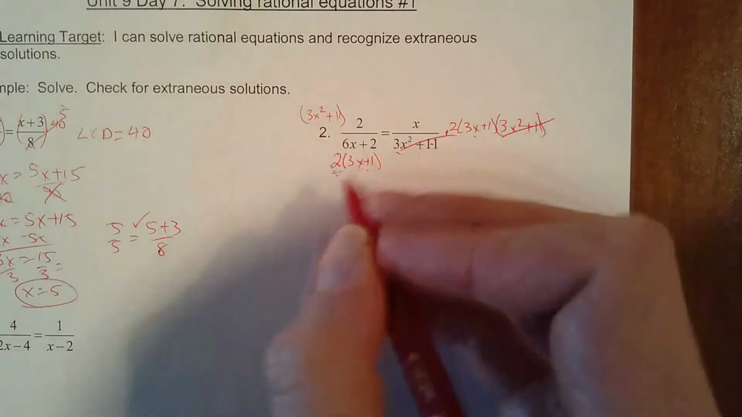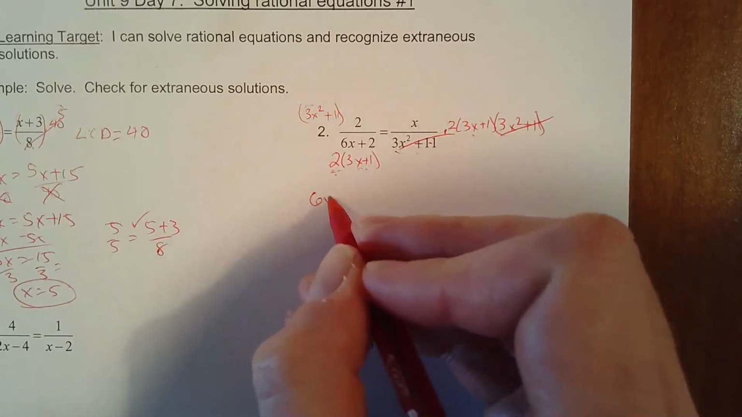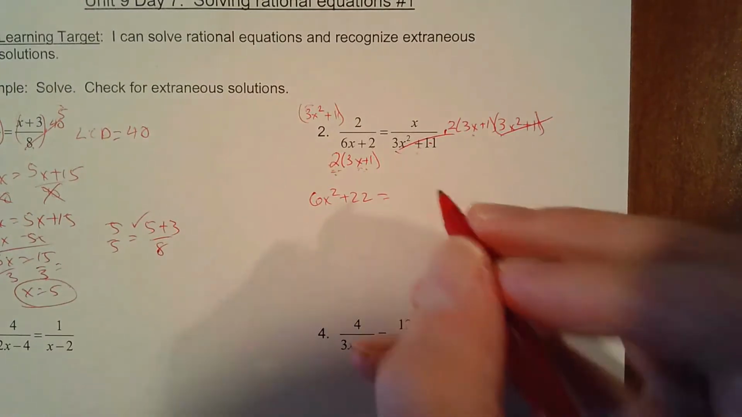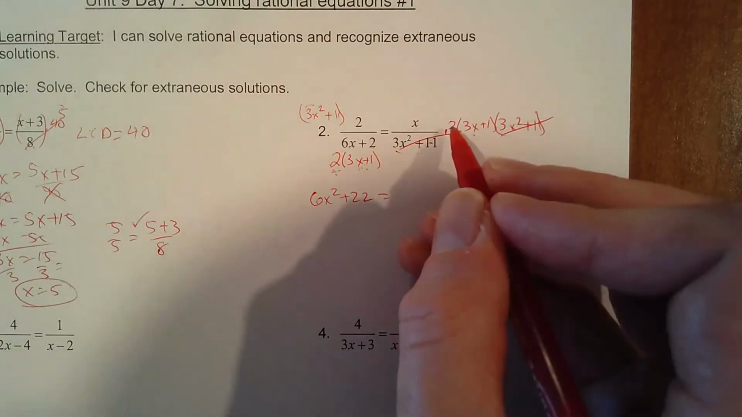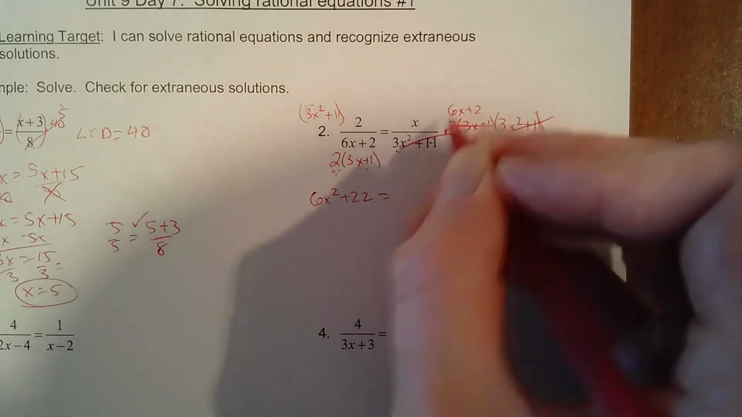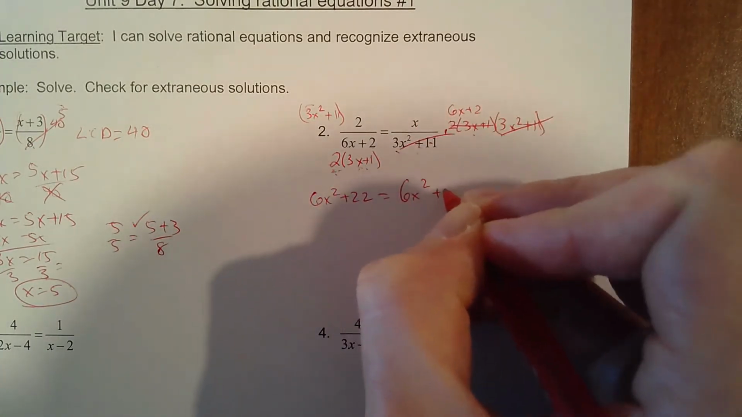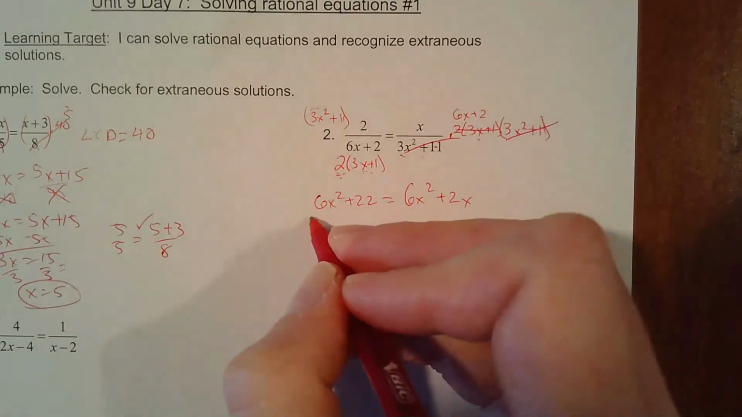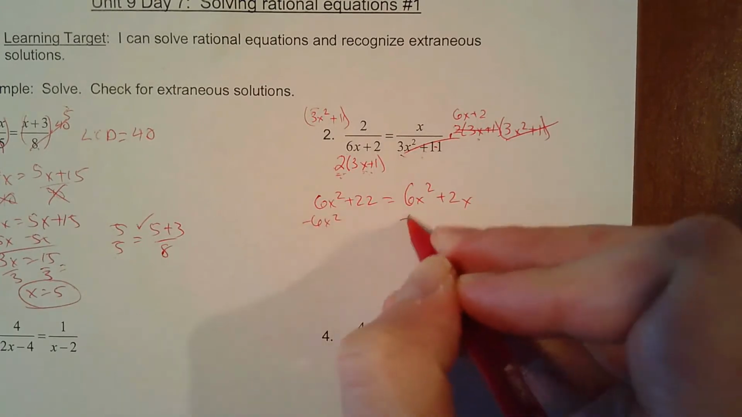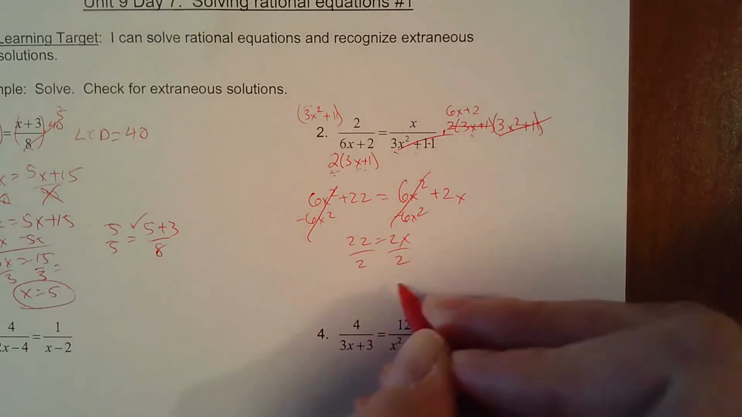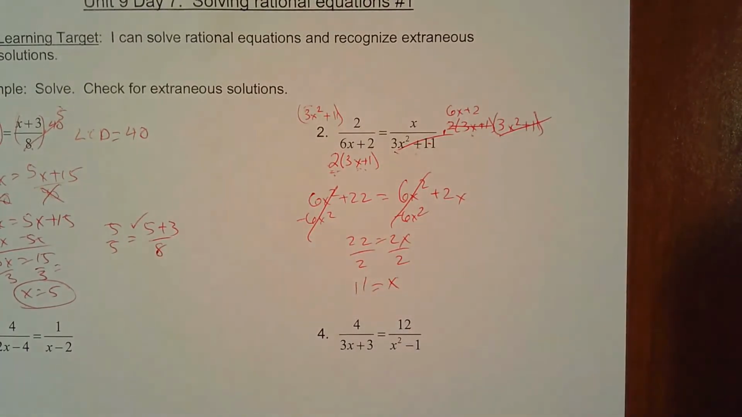So this would be 2 times 3x squared, which would be 6x squared plus 22. And that would equal 6x plus 2, and then distributing the x out, so it would be 6x squared plus 2x when I multiply that out. Now they both have a 6x squared in there, so I can subtract 6x squared. So those are gone, and now I've got 22 equals 2x, divided by 2, x equals 11.